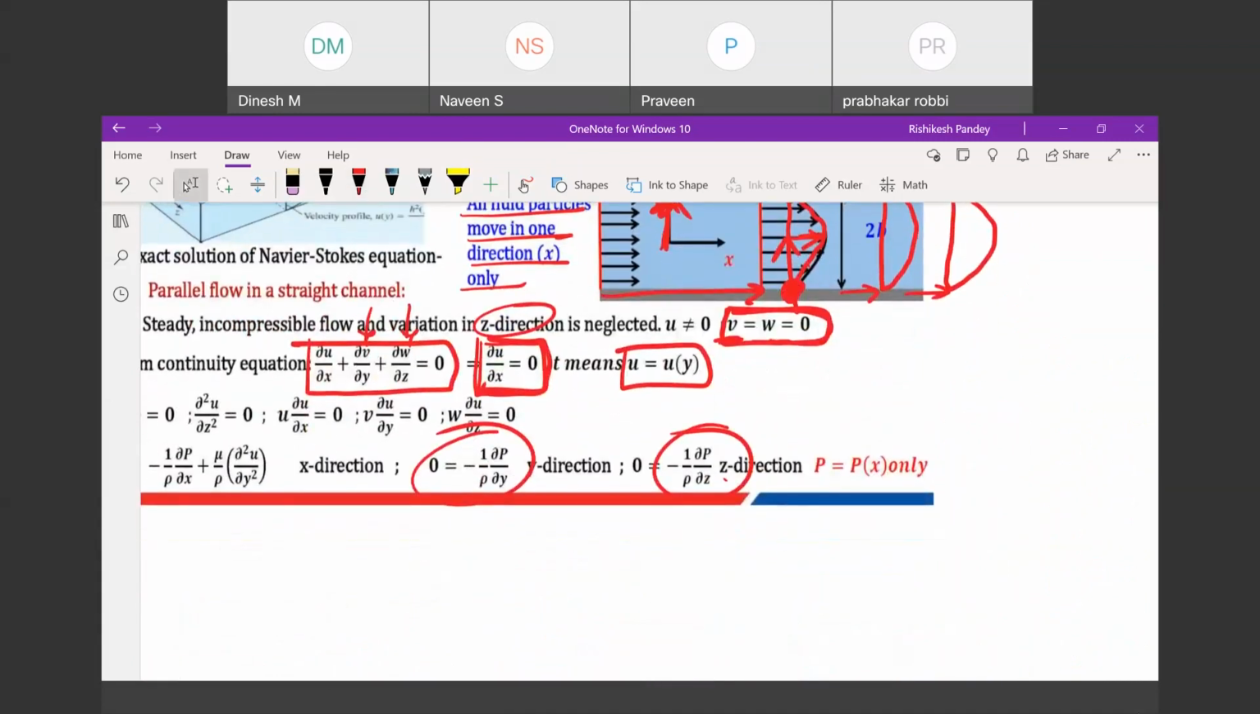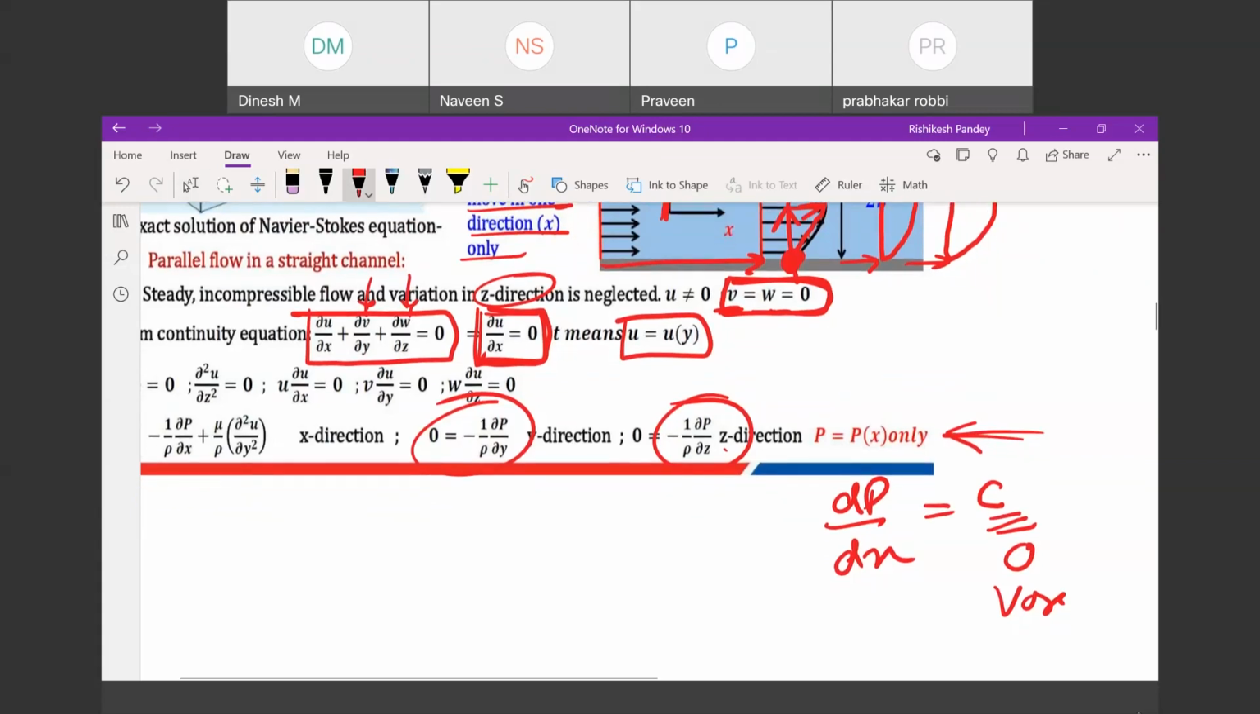So two things you can remember from here. One is pressure varies in x direction only. This is the first thing. And the gradient of pressure in x direction is constant. It is not zero, it is not variable, it is constant. Okay, you should make a note of this particular point. They can ask these two very important conclusions regarding pressure. So the pressure gradient is constant.